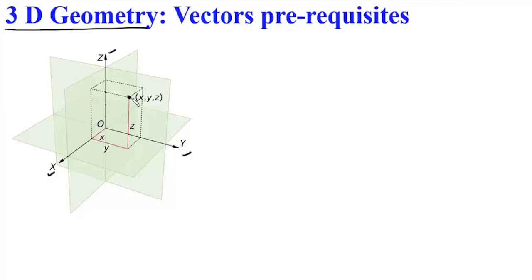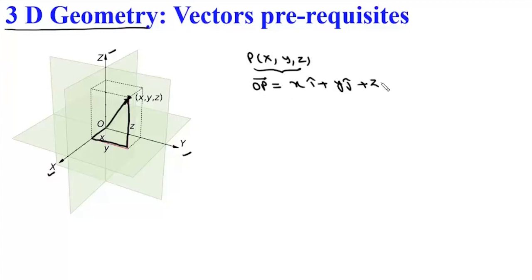Now any point in 3 dimensions which is given as x, y and z defines the position of a point from origin. Along the x-axis it is x, along the y-axis it is y, and along the z-axis it is z. So any point is nothing but a position vector. Basically the equivalent of a point in 3D is a position vector in vectors. So this point P(x, y, z), we can write as the position vector of point P from origin, and it will be xi plus yj plus zk.